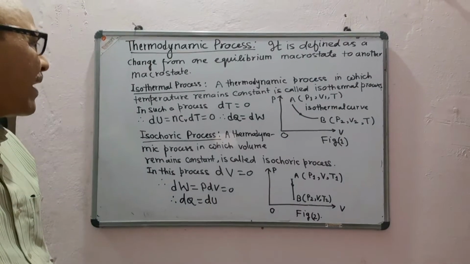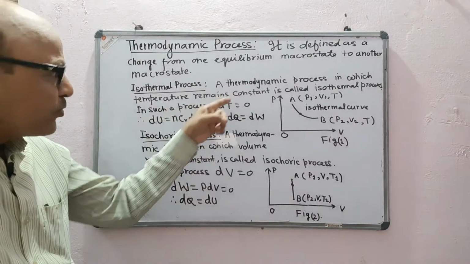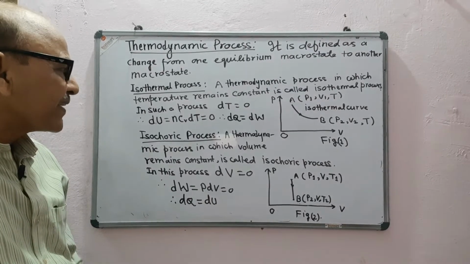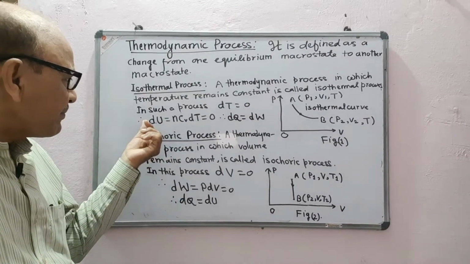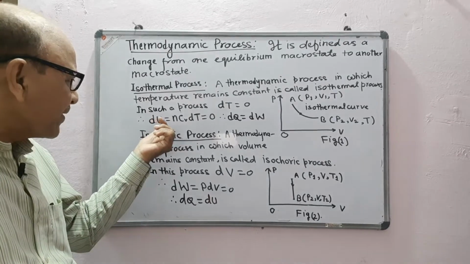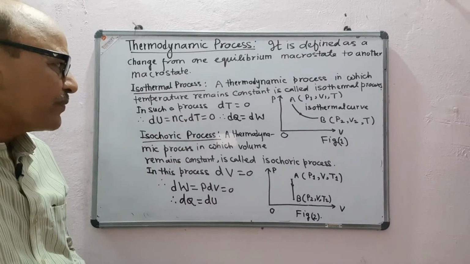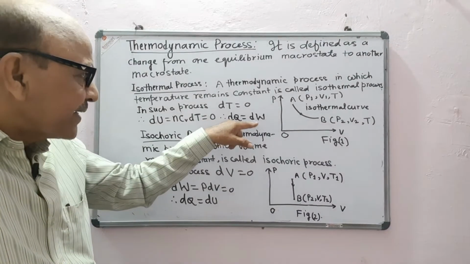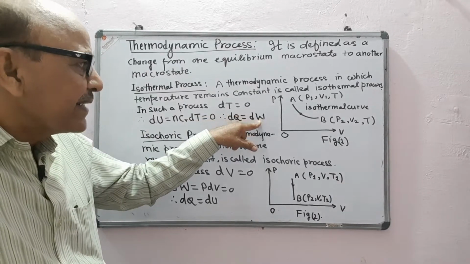Next, we take isothermal process. It is a thermodynamic process in which temperature remains constant. Thus, in this process, change in temperature dT is equal to 0, and from the equation for internal energy change, dU is equal to nCv dT, it will be 0 because dT is 0. Then from first law of thermodynamics, dQ is equal to dU plus dW. Because dU is 0, therefore dQ will be dW.